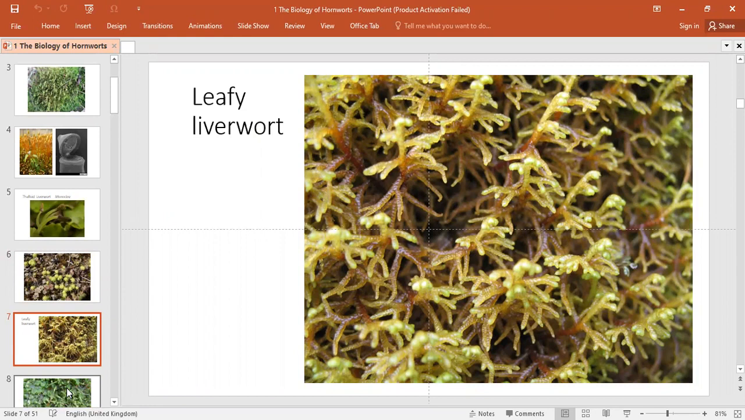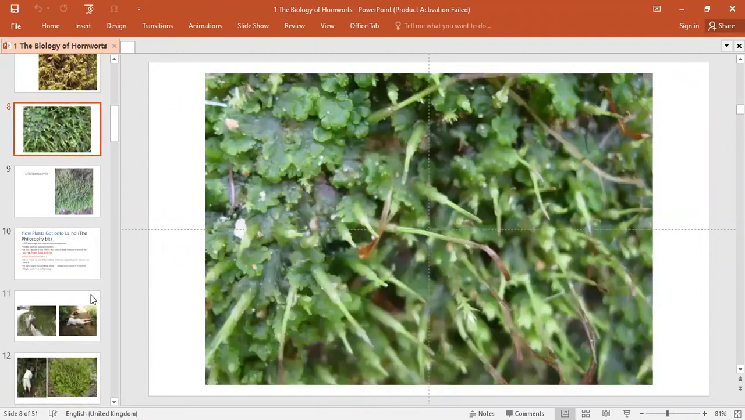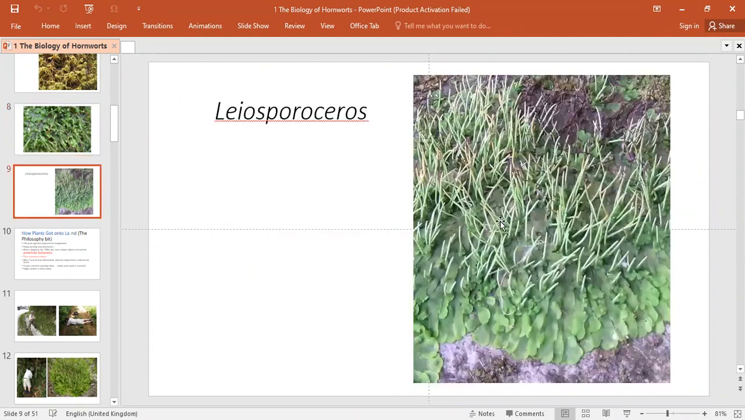Usually they have divided leaves. So we have the complex moss sporophyte, and the simpler liverwort sporophyte. And hornworts have horns. This is a hornwort, this is a thallus, and the sporophyte borne on the thallus bears horns. And this is by far the most enigmatic hornwort found in Jamaica, Leiosporoceros. You can see it's a flat thallus and it has horns.